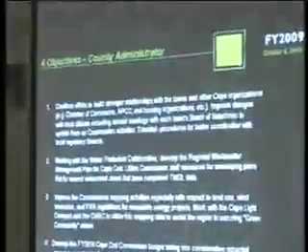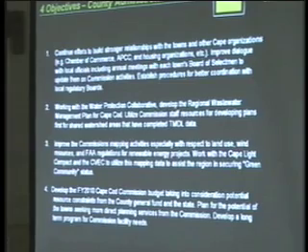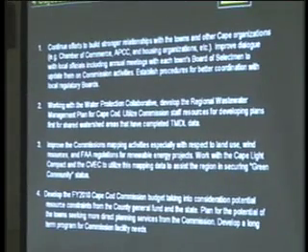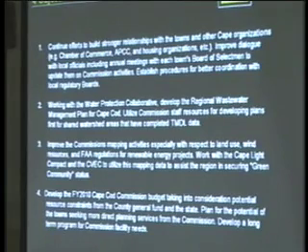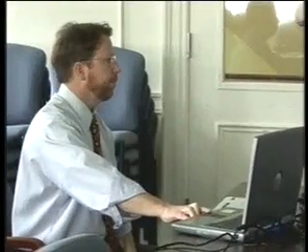These are the 4 objectives that Mark and I had for last year, which is to continue the efforts to build strong relationships with towns and Cape organizations, working with the Water Protection Collaborative to develop a regional wastewater management plan, improving the Commission's mapping activities, especially with respect to land use, wind resources, and FAA regulations on the wind side, and to develop the 2010 Cape Cod Commission budget, taking into consideration potential resource constraints from the county. So you can see where those were very general and good objectives, but I think in this new structure, with these specific measures, it's a little bit easier to follow and to translate into specific strategies and your measures against it.